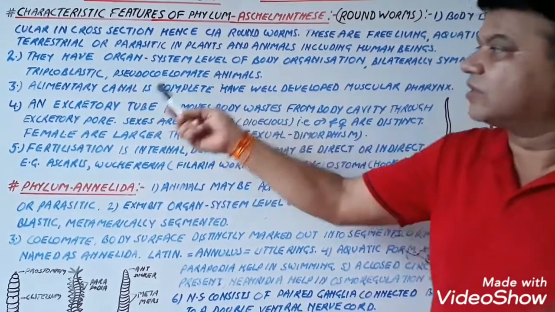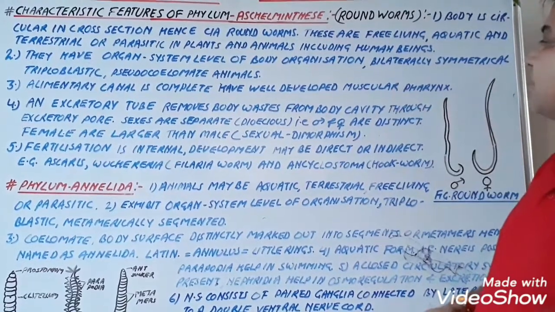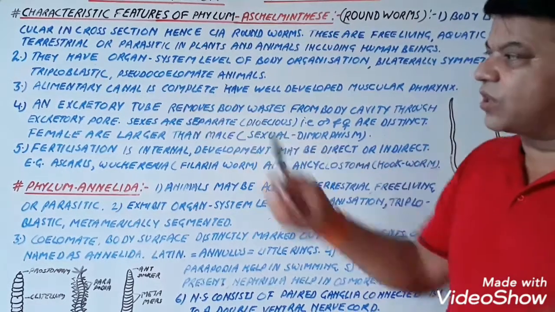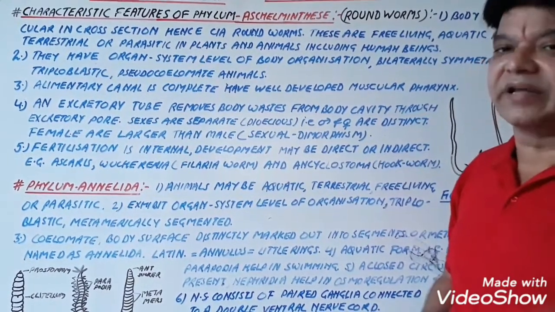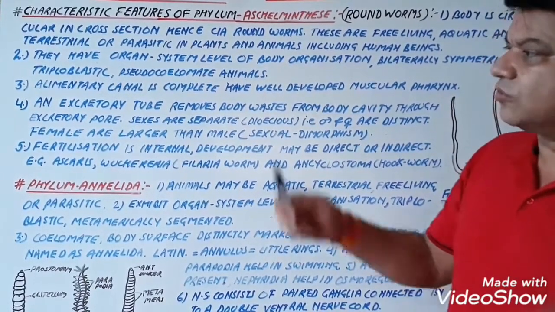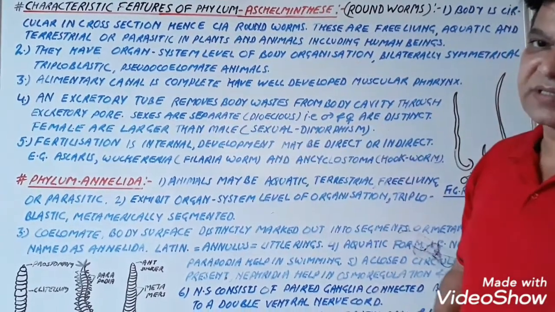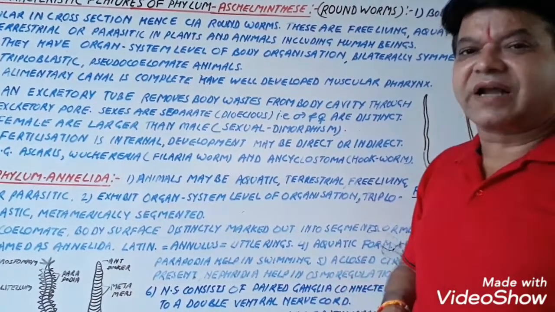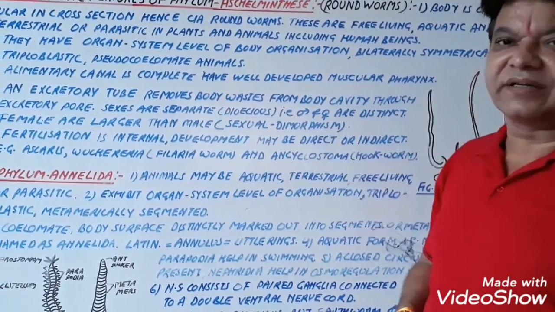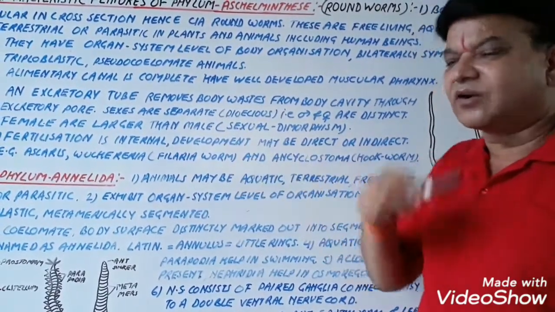Now they have the organ system level of body organization. Bilaterally symmetrical, triploblastic. Here the body wall consists of all the germinal layers, that is ectoderm, mesoderm and endoderm. So the body wall is triploblastic. Now, pseudocoelomate animals: the coelom is normally derived from the mesoderm, but here it is pseudocoelomate. The mesoderm is scattered in between the ectoderm and endoderm.